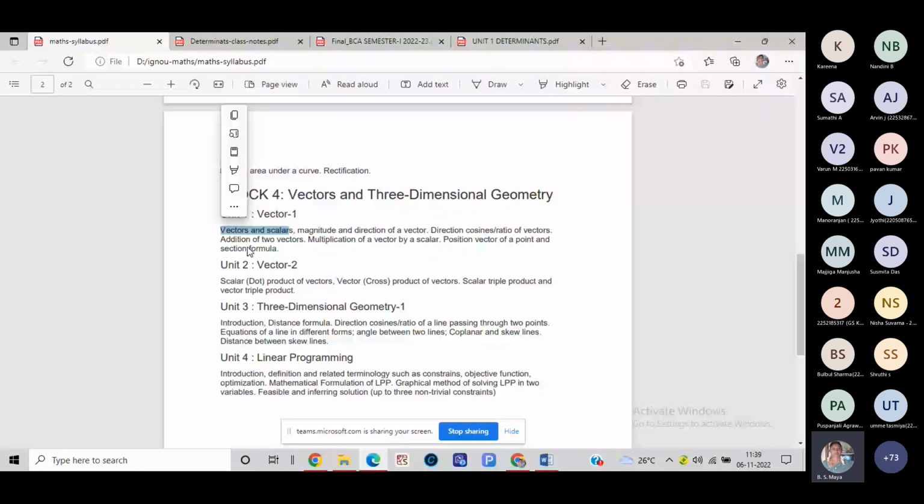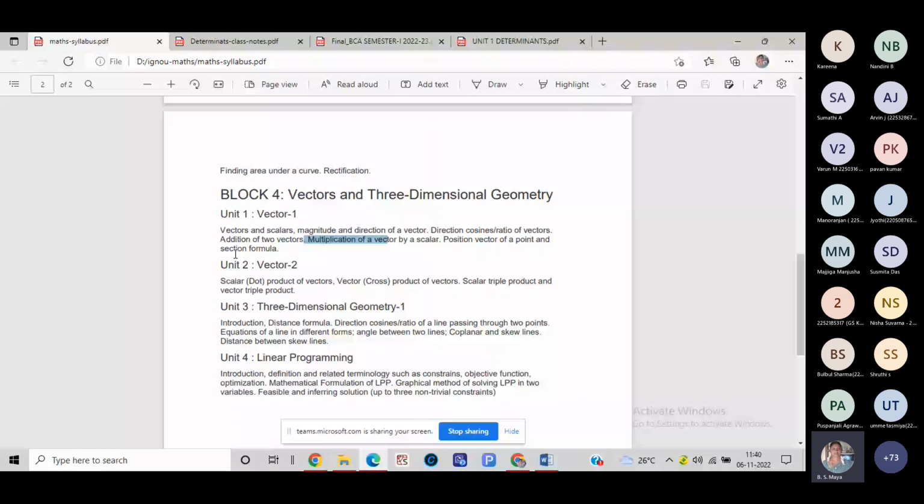You have i direction, j direction, k direction. What direction I should find out can be learned here. Direction cosines are ratios of a vector. Then representation of the vector, addition of vectors, multiplication of vectors. When I do a two-vector multiplication, I get the answer as a scalar. But adding vectors, I get a vector only. Subtraction of vectors, I get a vector only. But if you do multiplication of vectors, I get a scalar. And then position vector of a point and section formula.